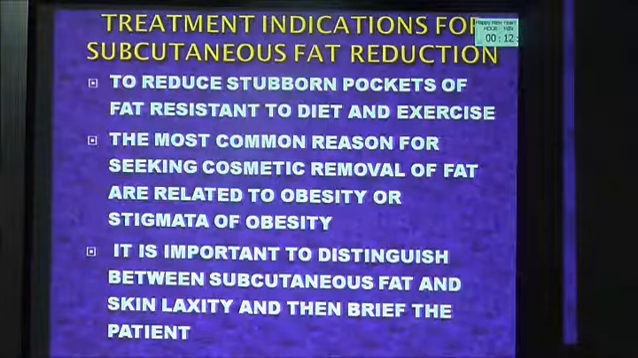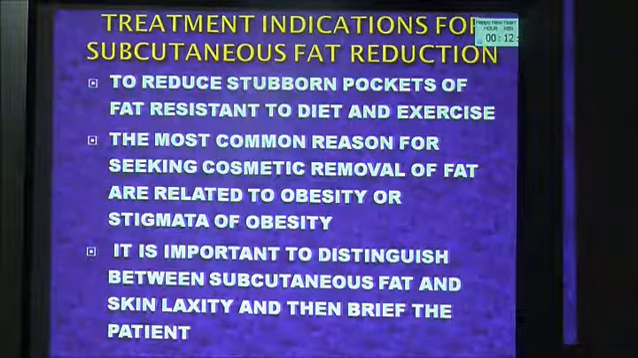So basically the purpose is to reduce stubborn pockets of fat which are resistant to diet and exercise, and the most common reason is cosmetic. In my clinic for the last 15 years, I get people saying, I want to lose 5 kilos, but I want to lose it from the tummy, from the hips, from the arms, from the inner thighs. For them, kilo reduction is shape changing. But it's not going to happen, and it's all research. So it is very important to distinguish subcutaneous fat and skin laxity, and then treat the patient.